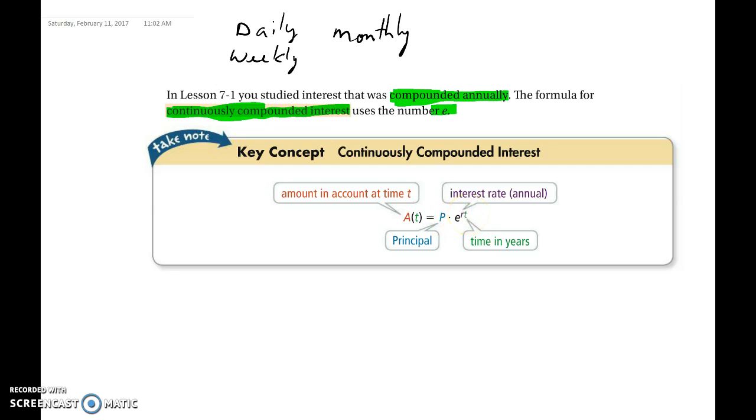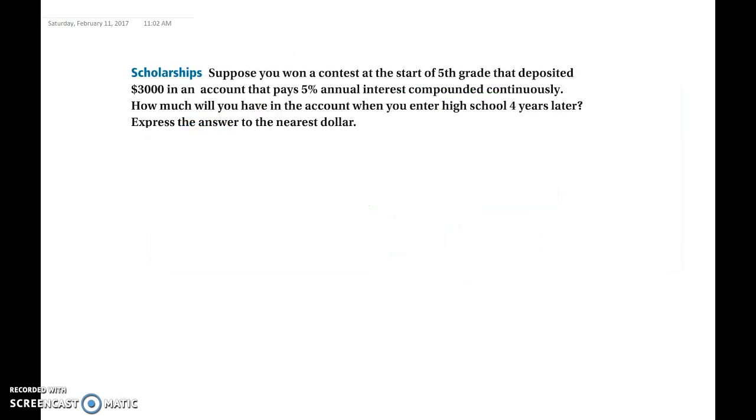And remember, our A sub t is our amount after we have gone ahead and compounded continuously or quarterly or whatever it is. Our P is our principal or our starting amount, so how much we started with. Our R is going to be our interest rate, and then our T is time. And remember, e is our Euler's number. So one of the problems that we might have is, suppose you won a scholarship contest at the start of 5th grade that deposited $3,000 in an account that pays 5% annual interest compounded continuously.